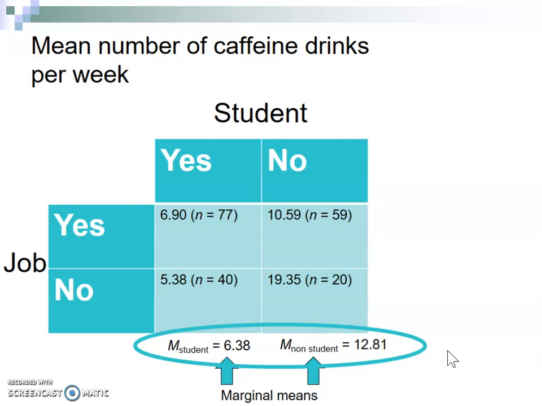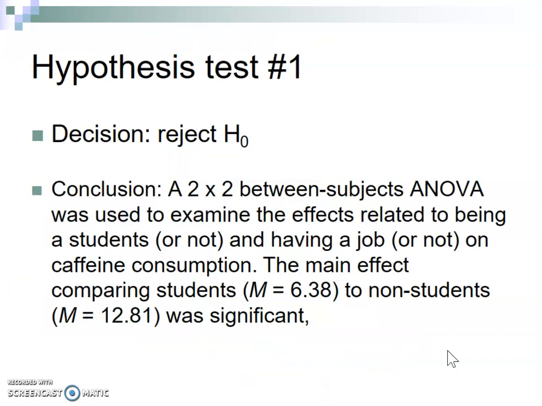So we'll make sure to make note of what those marginal means are, and then we're going to include those in our conclusion here. So you'll notice I kept that part that we just went through, that first sentence describing what analysis we did, and then after that I added to it the interpretation of this main effect.